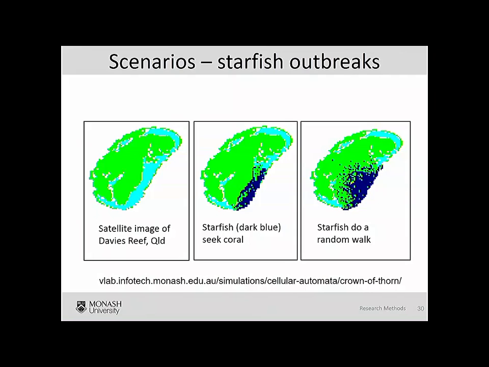We can look at scenarios. So here's crown-of-thorns starfish on Davies Reef, and if we assume that they seek out the coral, which is probably pretty likely, they're not unintelligent creatures, then how do they spread? If they just do a random walk, okay, they spread much further. So we can build different simulations of the starfish behaviour, and we can compare that with real life and understand starfish behaviour.